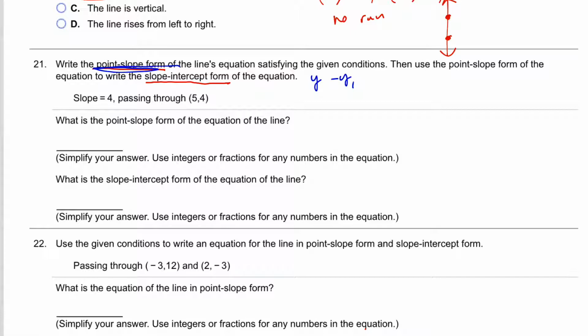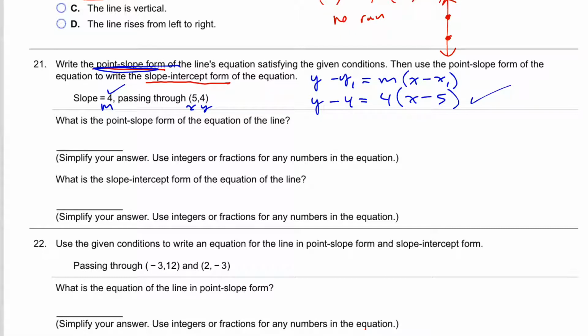Because we don't have 2 points, we only have 1. It's using the slope formula and moving the x, the difference of the x's alongside the m, or the slope. So we have our m right there, and we have our x, and we have our y. So y minus 4 equals 4 times x minus 5. So we're done with the first part.